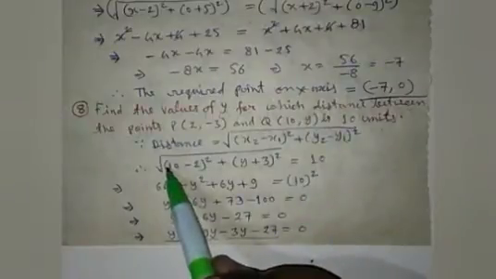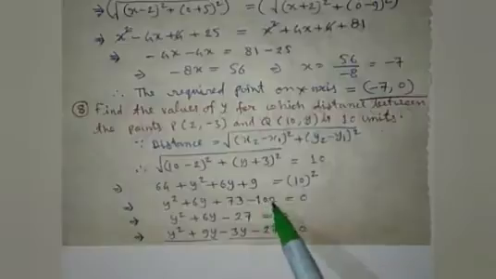Here 10 minus 2 is 8. 8 square means 64. And (y plus 3) whole square is equal to y square plus 6y plus 9. So here it is y square plus 6y plus 64 plus 9 is 73, and 10 square is 100, which on the left hand side is minus 100, that is equal to 0. So here it is y square plus 6y minus 27 is equal to 0.